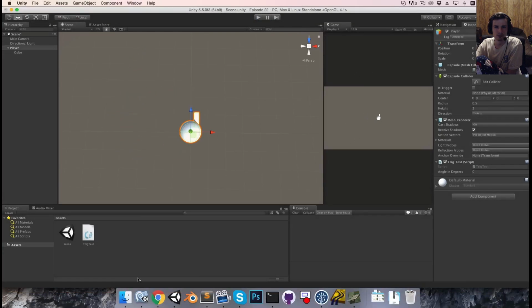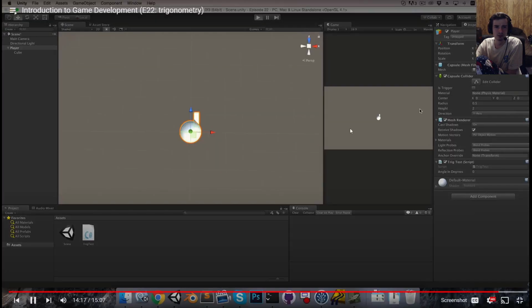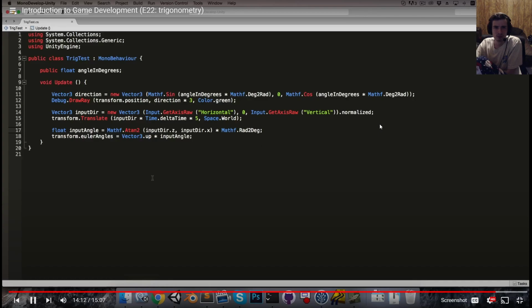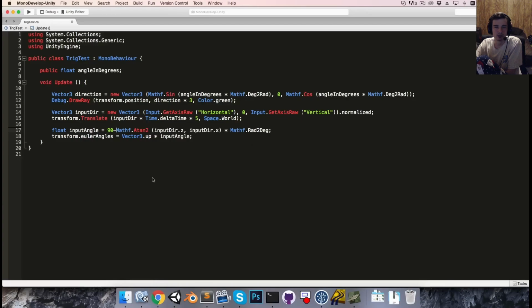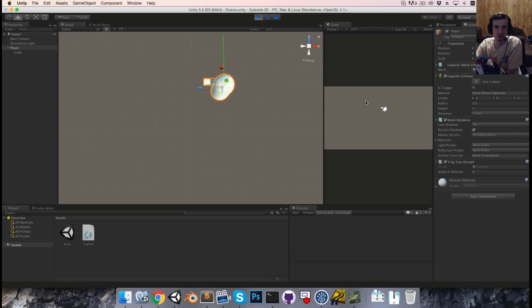By now, of course, that's no mystery to us. It's this whole 90 minus story again. So we just add 90 minus our angle over here, and that should now work correctly. So we move around, and we can verify that it is working how we want it to.